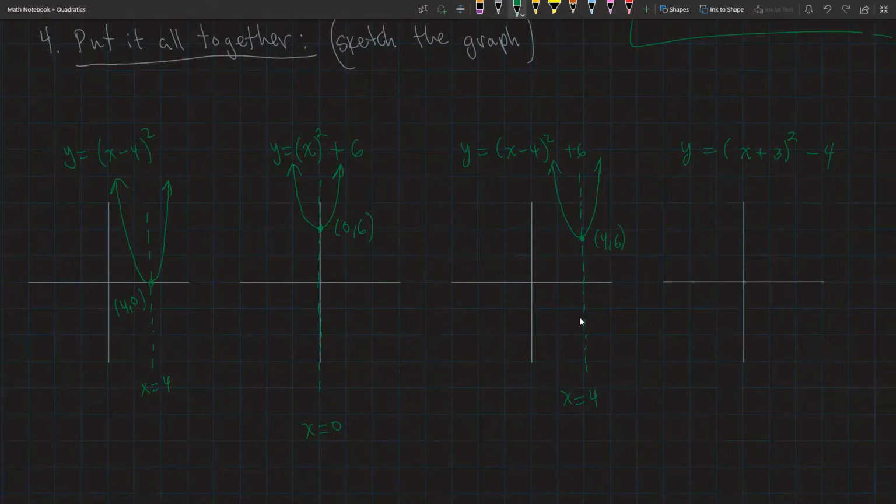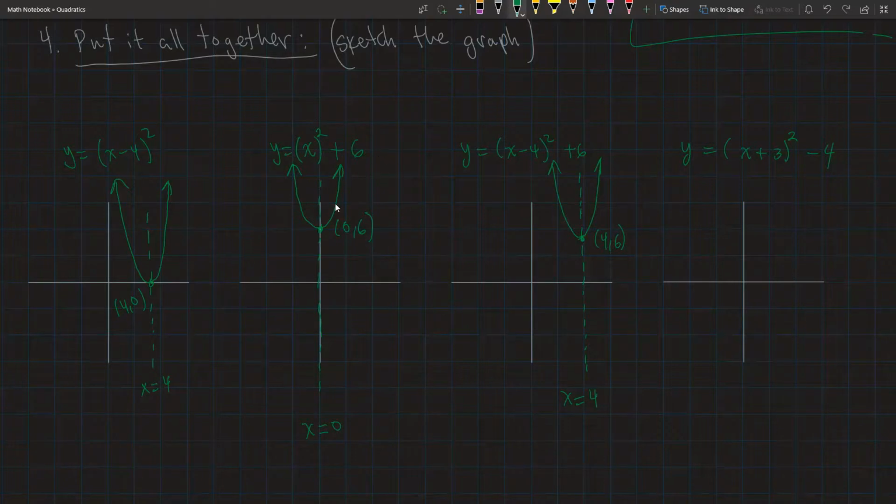Remember that the line of symmetry is not part of the graph, but it's a really good guide to making these graphs more accurate. Okay, next one. Oh, before I move on, did you catch the similarities between these? From the parent function, this one moved 4 units to the right. How many did this one move? 4 units to the right. Look at that. X equals 4 and x equals 4.